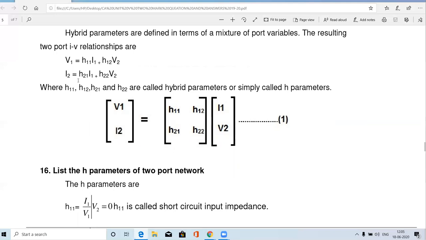Similarly, the I2 current is equal to H21 I1 plus H22 into V2. So these are the H parameter equations, and in these, H11, H12, H21, H22 are called hybrid parameters. We can convert these two equations into matrix form like this: [V1, I2] equals [H11, H12; H21, H22] into [I1, V2]. So this is the hybrid parameter equations.